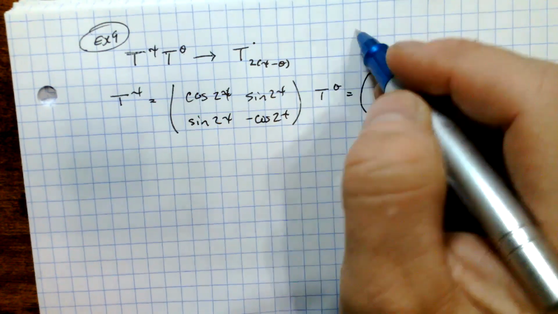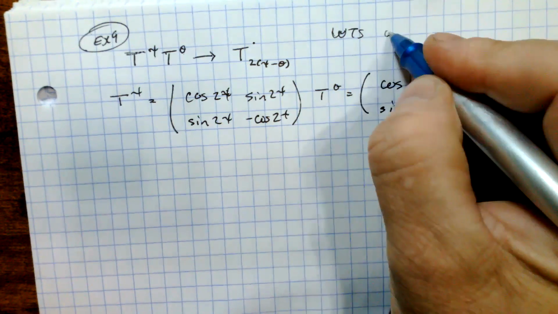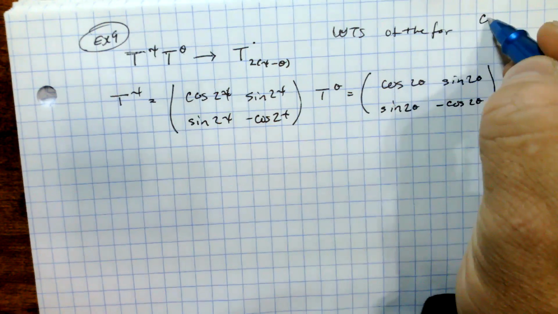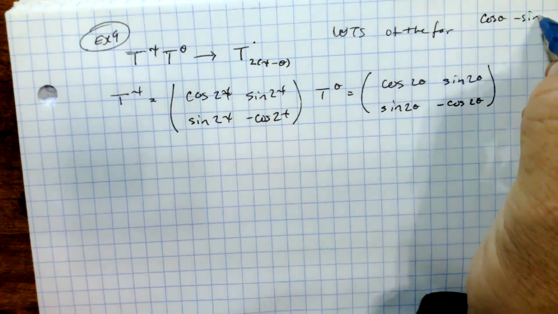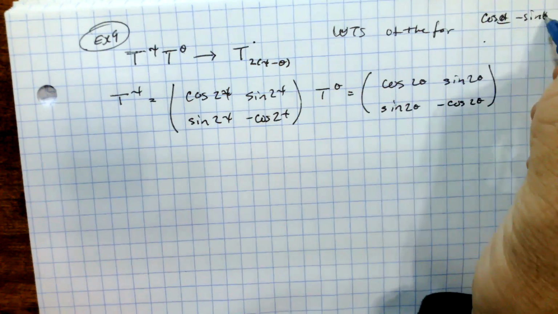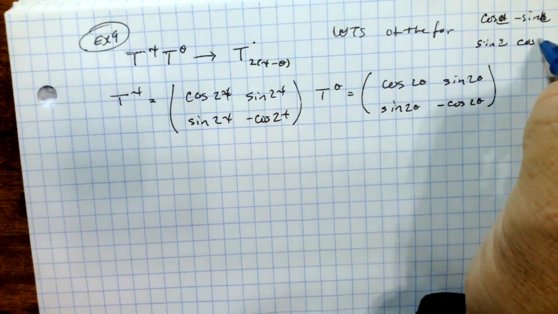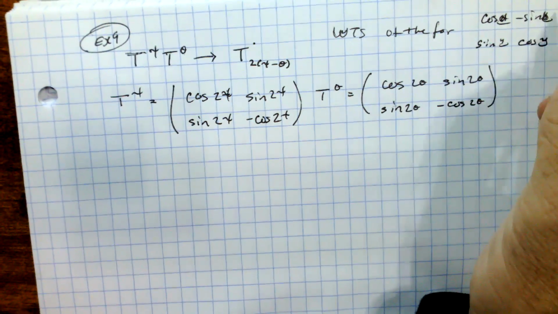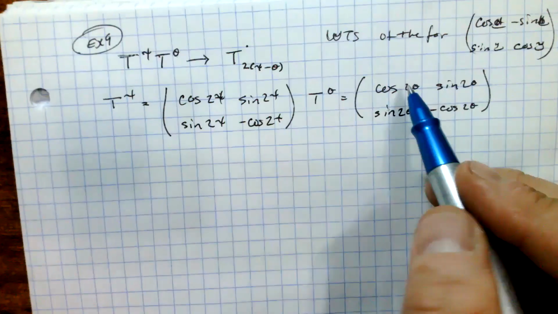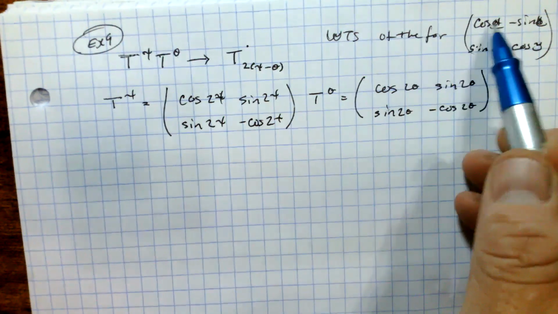And so we're wanting to show that it's something of the form cosine, minus sine, sine, and cosine of some angle. Shouldn't use theta, I guess. I'm trying to show that the resultant transformation of this composition of two reflections is equal to some rotation of this form.